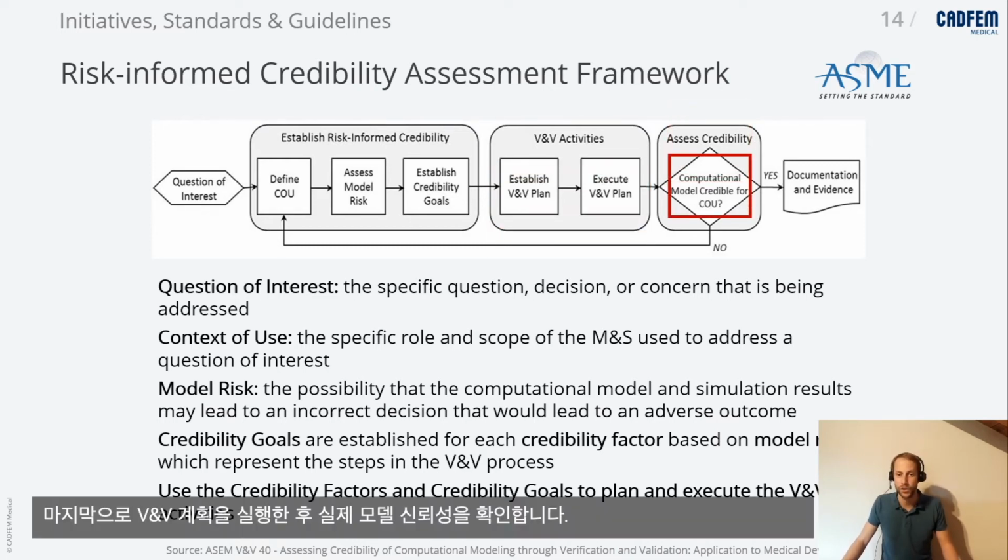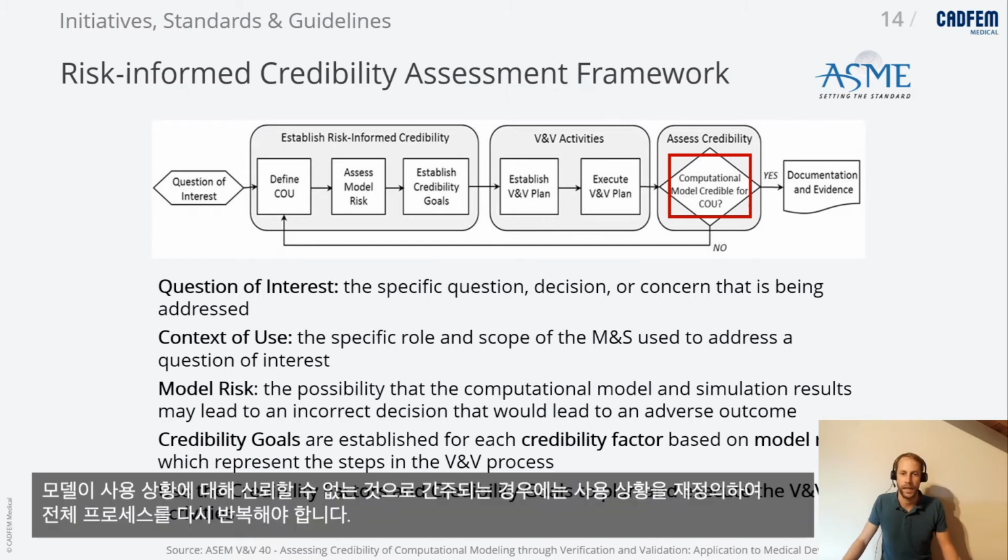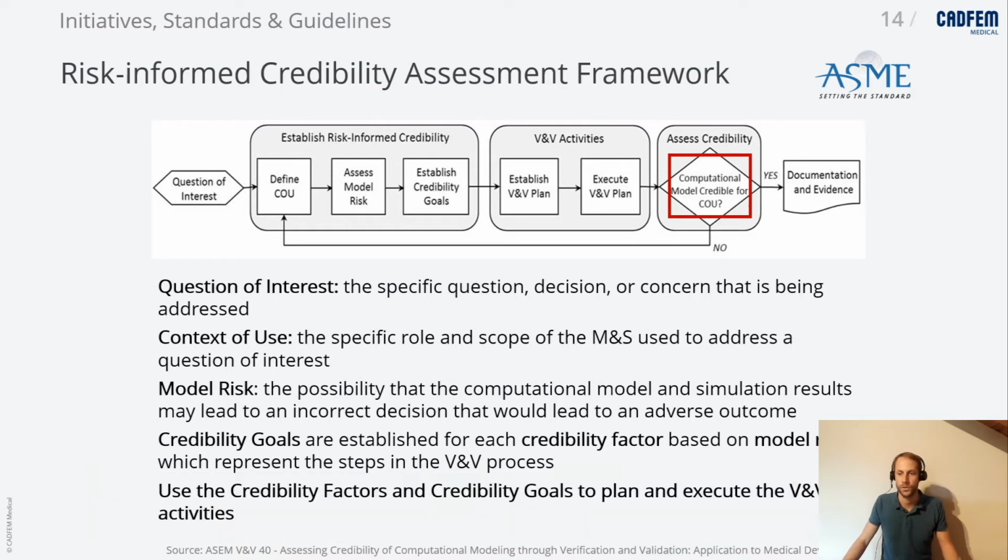Finally, after the execution of your V&V plan of the model, the actual model credibility is checked. In case the model is regarded not to be credible for the context of use, the whole process would be iterated again by, for example, redefining the context of use.